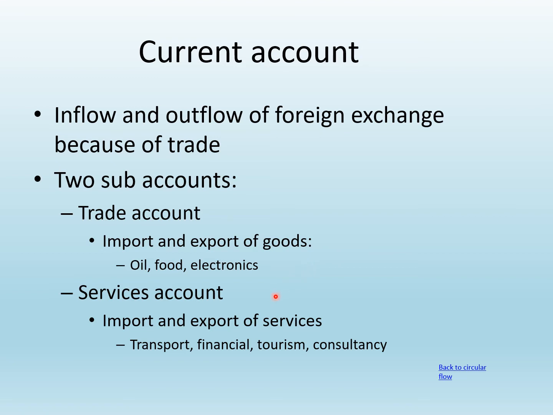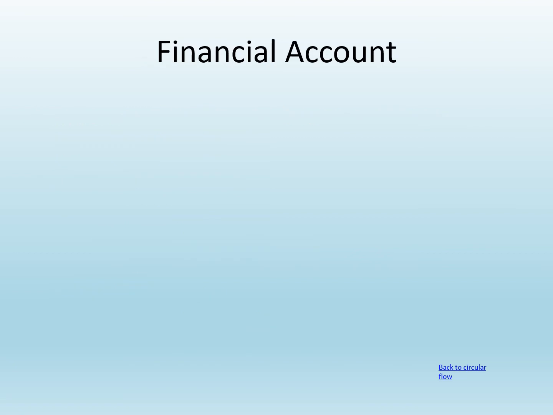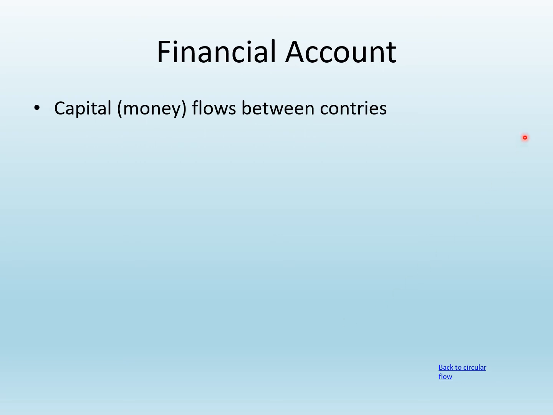And the second account in the balance of payments is the services account, and clearly what that is measuring is the imports and exports of services: tourism, financial services, transport services, etc. The second account in the balance of payments is called the financial account, and to repeat, it measures how much capital, in this case money, moves between countries. And we've spoken about this very generally. I think at this point it's useful to define it more carefully.